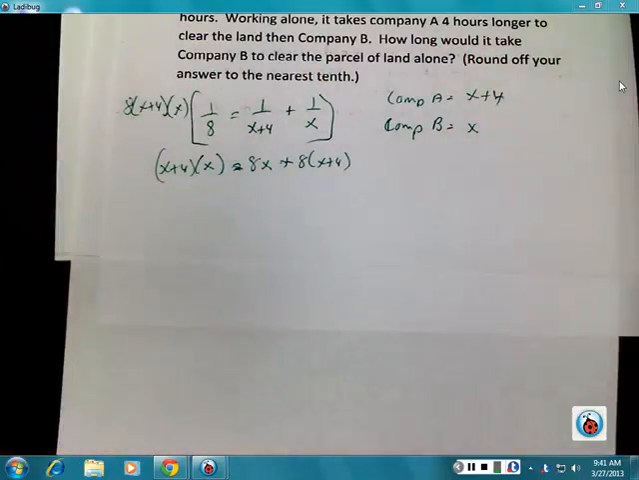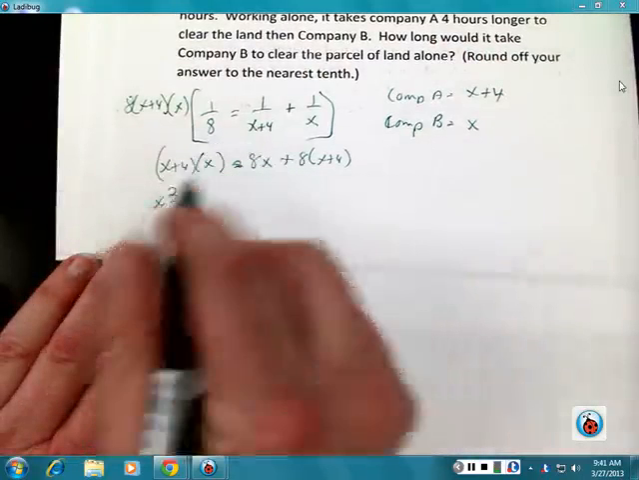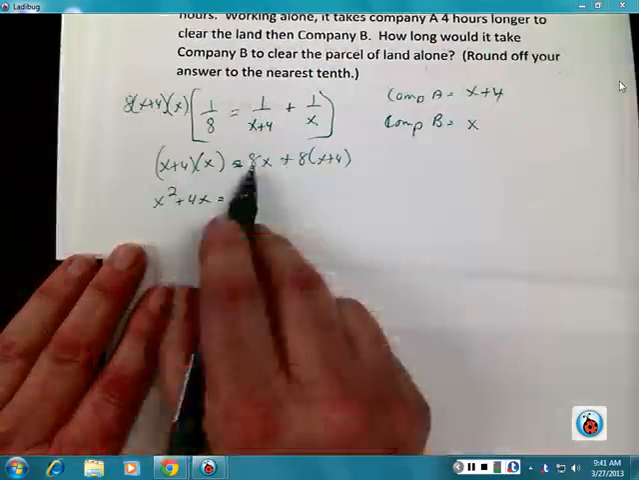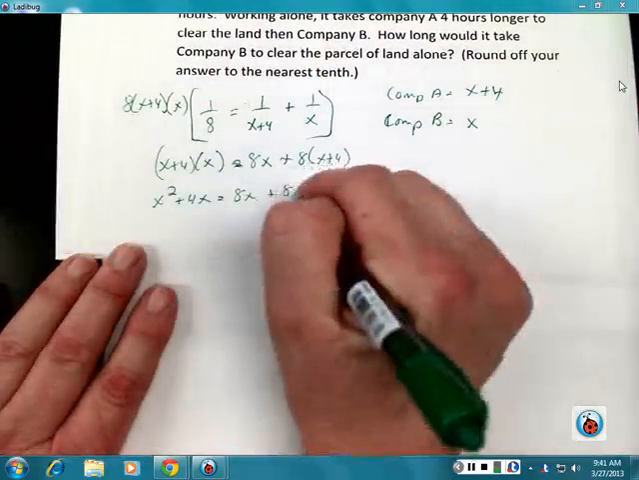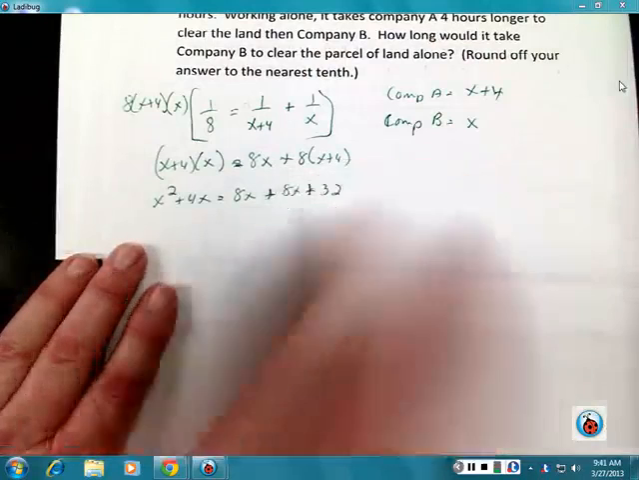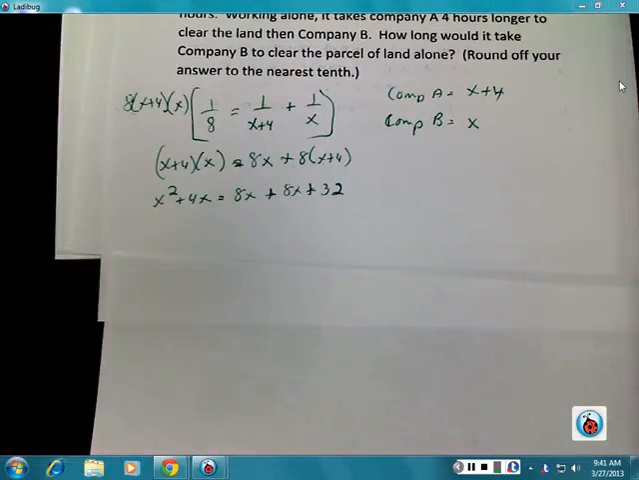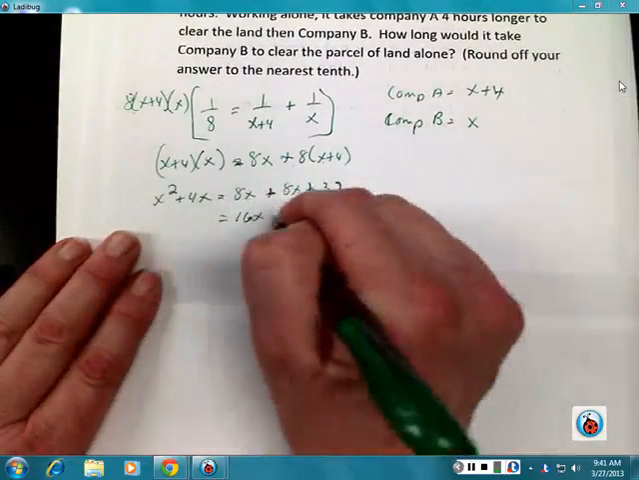And that's going to give me my quadratic equation with this thing. So x times x is x squared. 4 times x is 4x. And 8x. 8 times x is 8x. And 8 times 4 is 32. We all right with that part? Okay. Put everybody together. 8x and 8x is 16x.